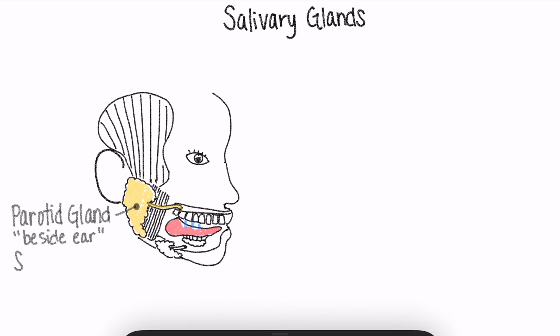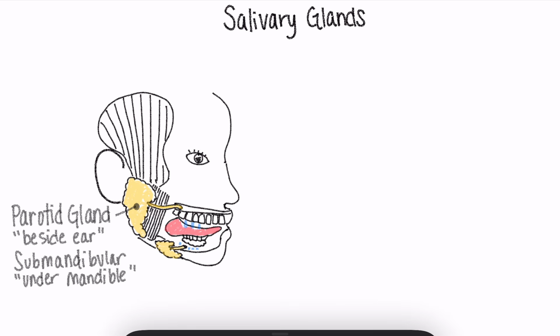And then you have the submandibular gland, and it gets its name because it's under the mandible, or below. And we'll make this one also yellow right here. Do you see it? One of those on each side of your mouth. And it is going to release its saliva here.